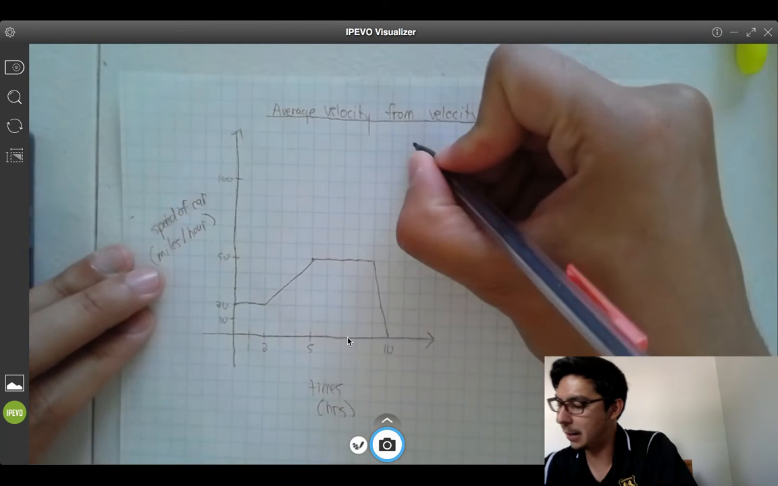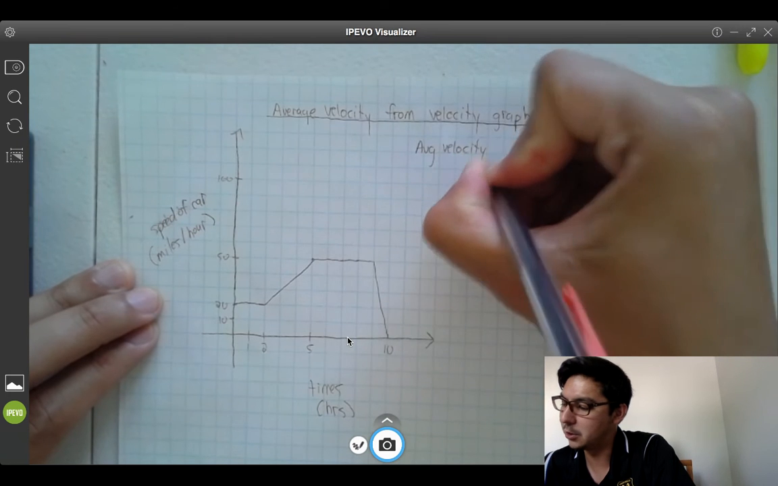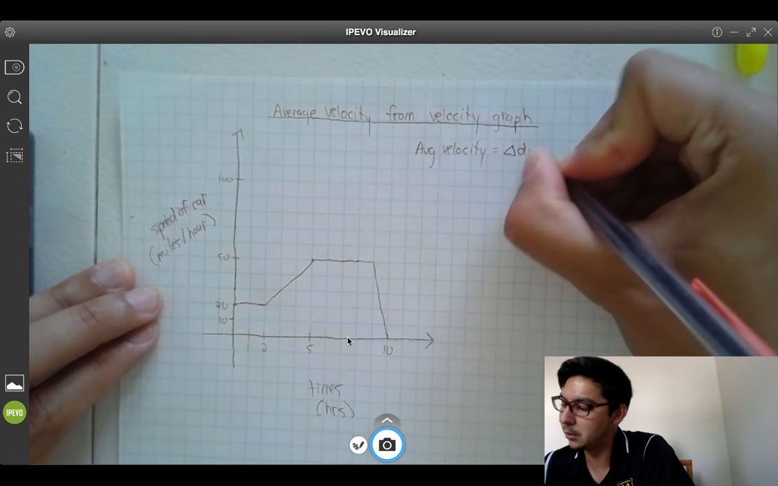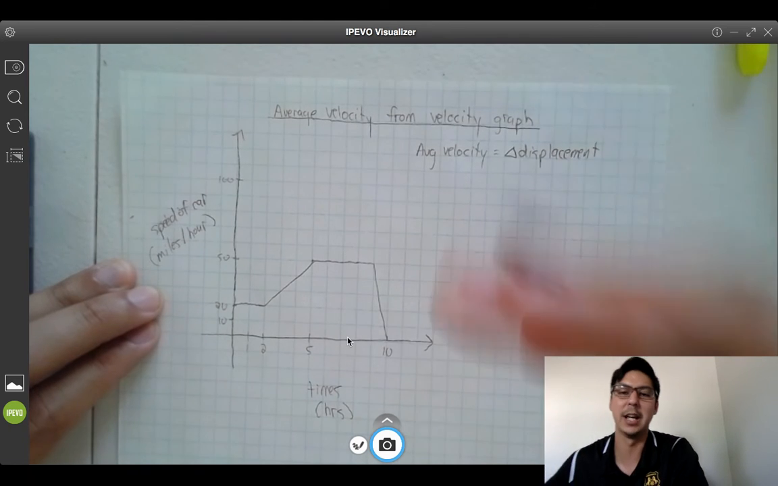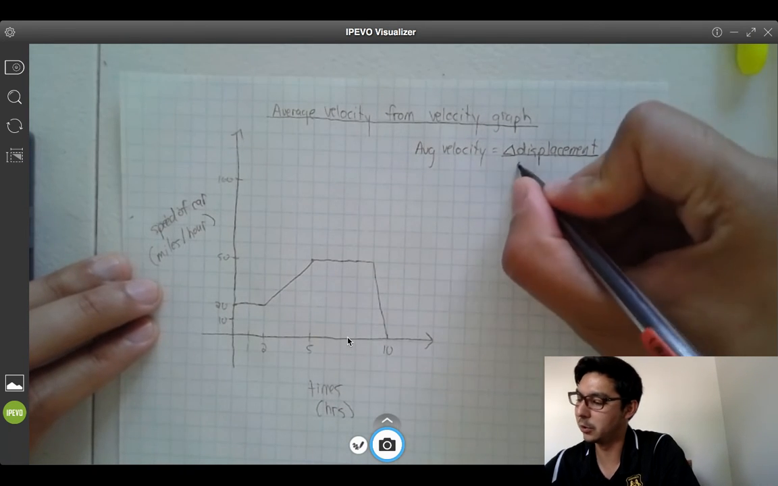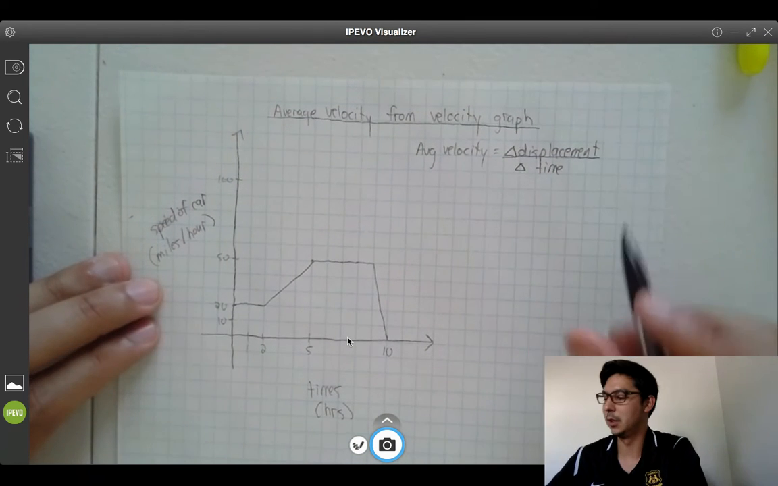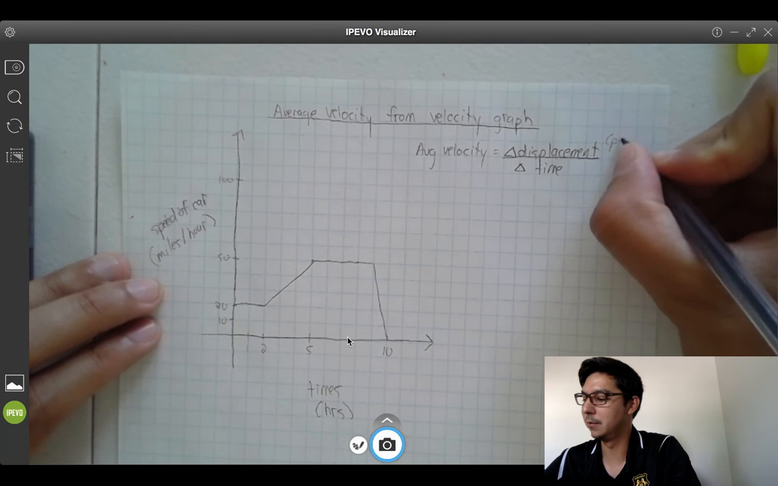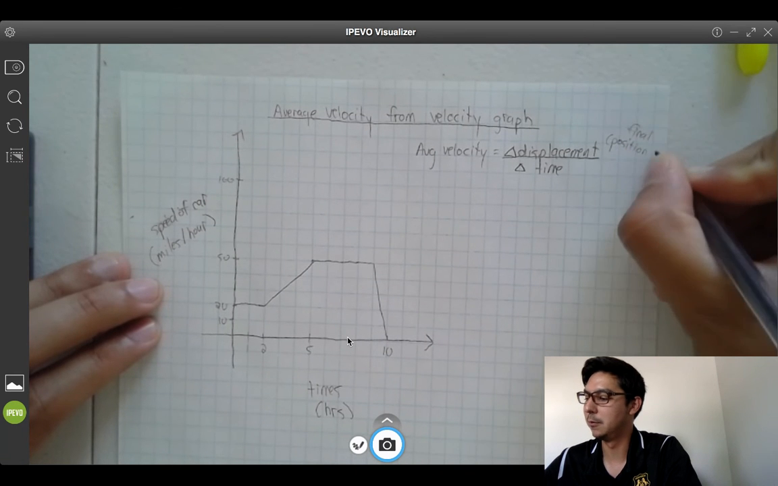Now remember, the average velocity is defined as your change in displacement, which again is distance, but it accounts for negative distance, because distance is only positive, over your change in time. So displacement, think about it as position: your final position minus your start position.